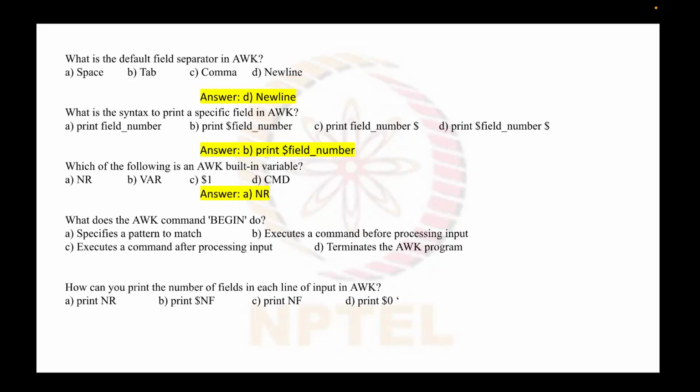So nr refers to the current record number or the line number that is being processed. Then what does the command begin do? So this executes a command before processing input. And how can you print the number of fields in each line of input in awk? That is using print nf. So nf refers to the number of fields in the current record.